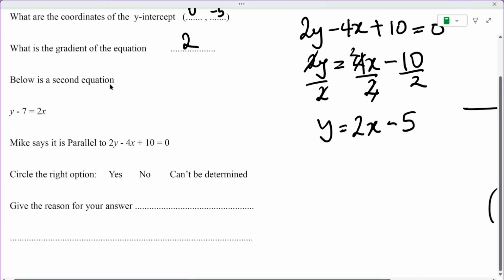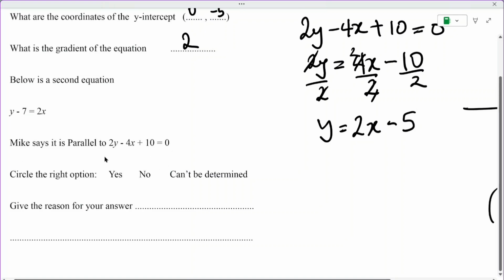Below is the second equation, y minus 7 equals 2x. Mike says it is parallel to 2y minus 4x plus 10 equals 0. Circle the right option that yes, no, cannot be determined. Give the reason for your answer. Here is the second equation. Mike says it's parallel to the initial one, which is 2y minus 4x plus 10 equals 0.